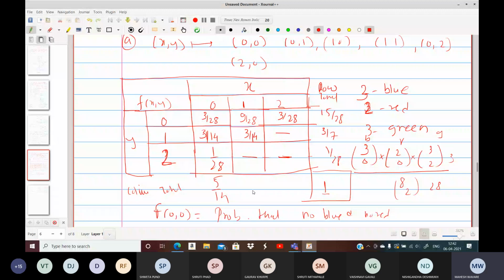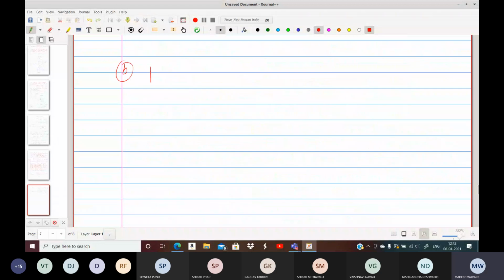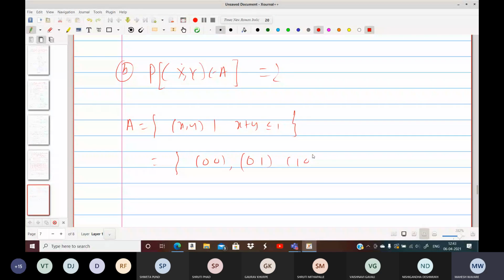Now the B part. The B question was asked: we have to find the probability for all those x, y in A. So what is A? You should write it first: all those x, y such that x plus y is less than or equal to 1. What are the possible values? 0 comma 0, 0 comma 1, 1 comma 0. Can you write 1 comma 1? No, we cannot write 1 comma 1 because of this condition. So these are the only 3 values.